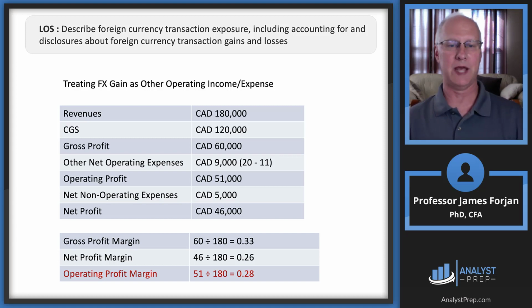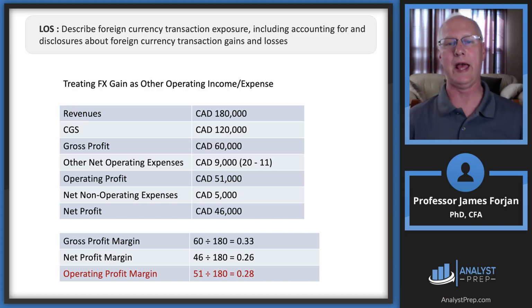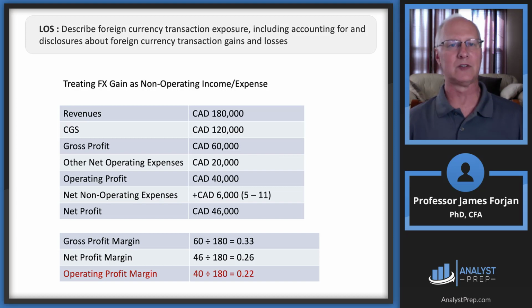Now look at the bottom table. We have a gross profit margin of 33%, net profit margin of 26%, and then an operating profit margin of 28%. Notice that we bolded that in red because that's going to be the big difference when we look at the next slide. Let's go ahead and do that. Let's treat this foreign exchange gain as a non-operating income.